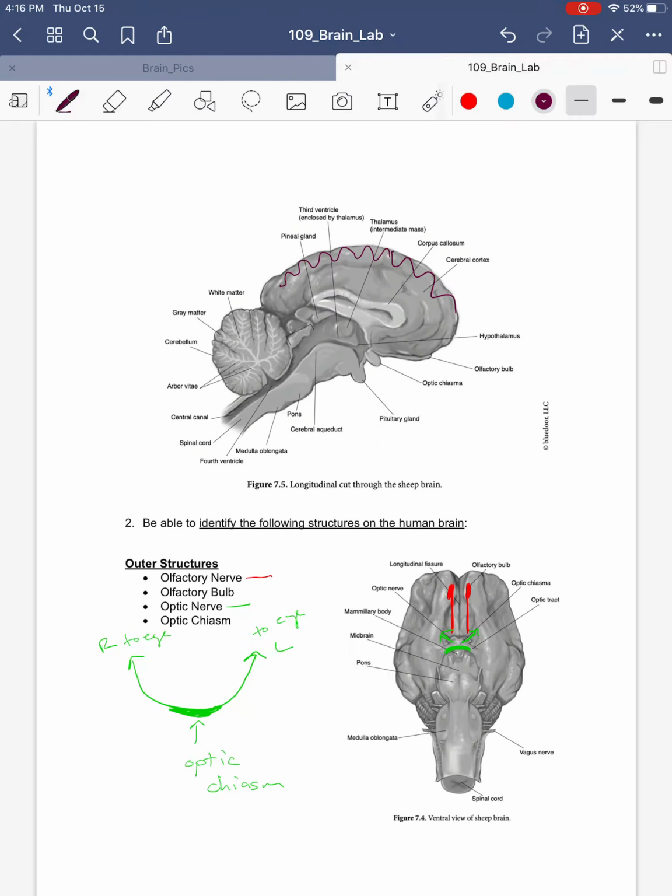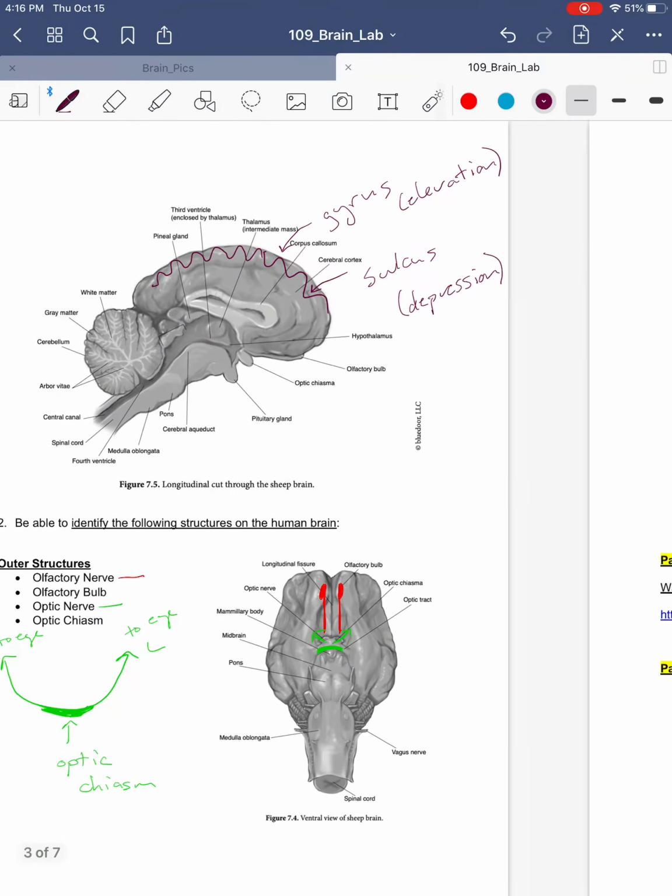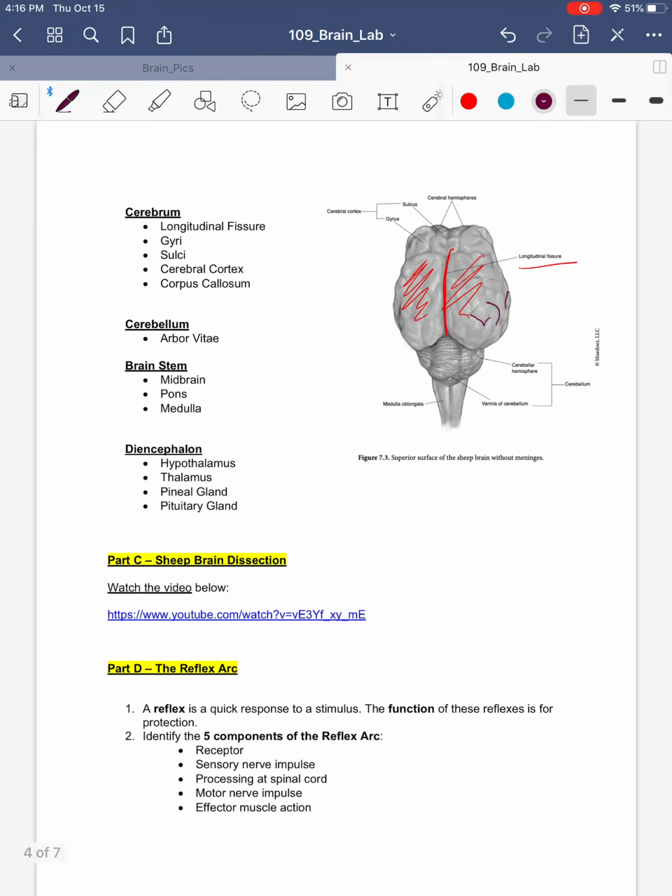If we're more specific, every depression is called a sulcus, or sulci. The way I think about this is if I'm depressed, I might sulk. So the depressions are called the sulci. And the parts that are the ridges are called a gyrus, or gyri. So it would be the elevation. It is shown on one of these pictures when you look through the labs. But the purpose of that is for more surface area.